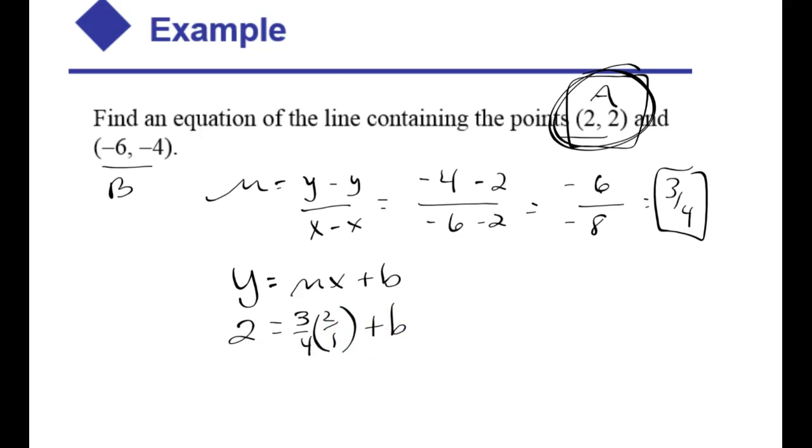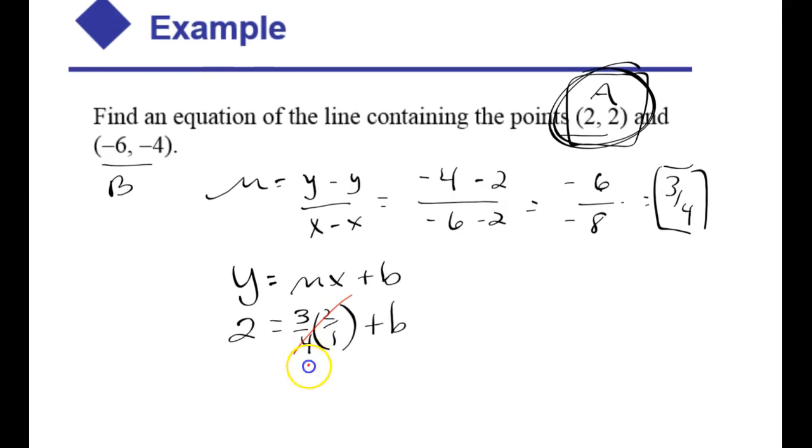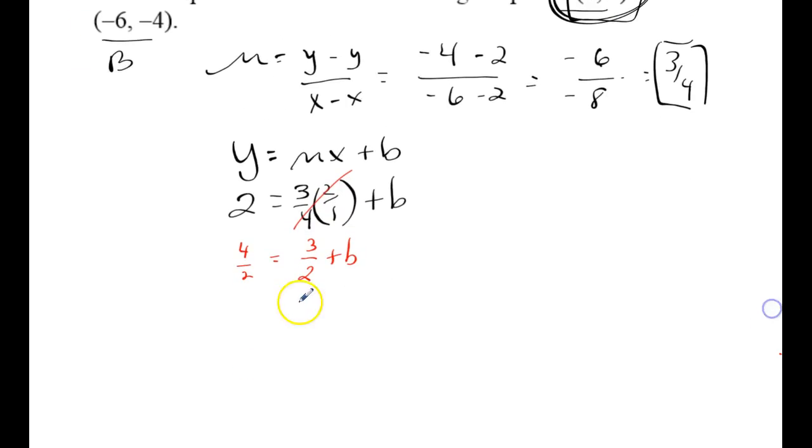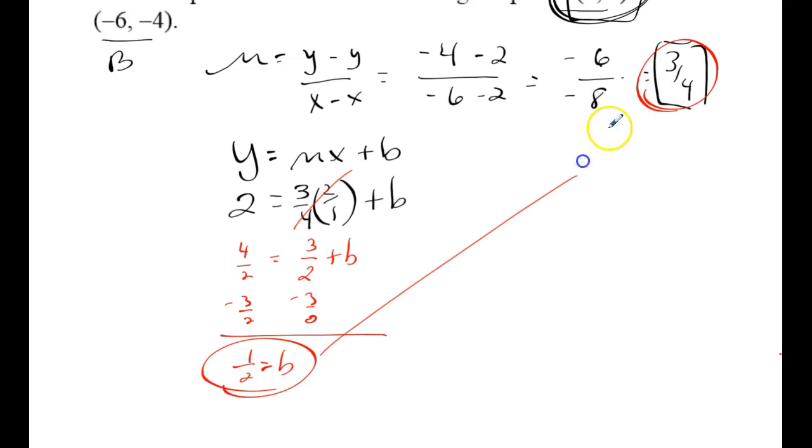I think I can cancel. This will give me a 3/2 here, and in order to get a common denominator, I'll change this to 4/2, which is equivalent to the 2. This way, when I subtract 3/2 from both sides, I already have a common denominator. So 4/2 take away 3/2 is 1/2. And so now I have the slope, 3/4, the y-intercept. So here comes the equation of the line. y is equal to 3/4 x plus 1/2.